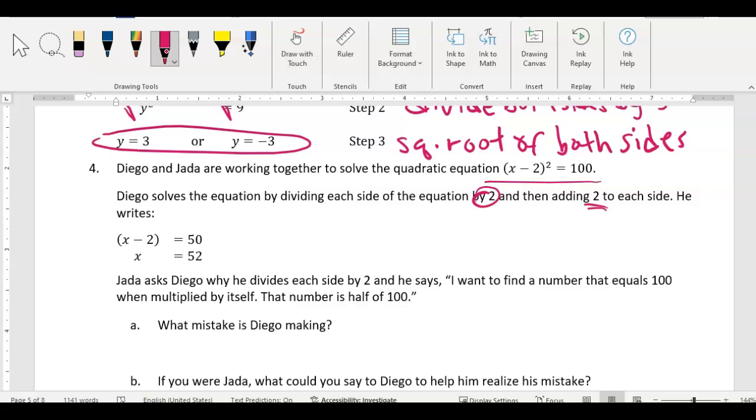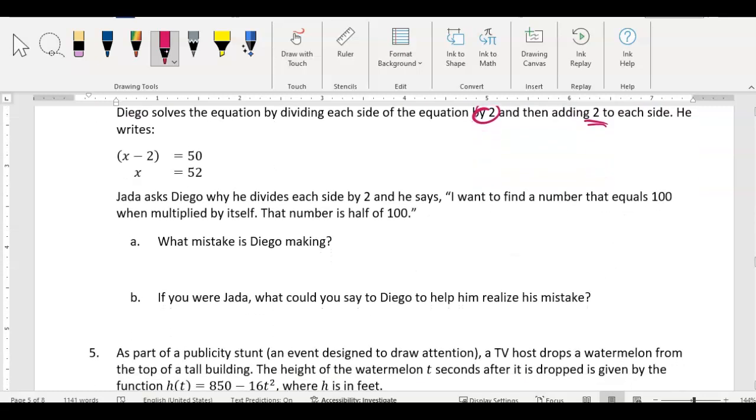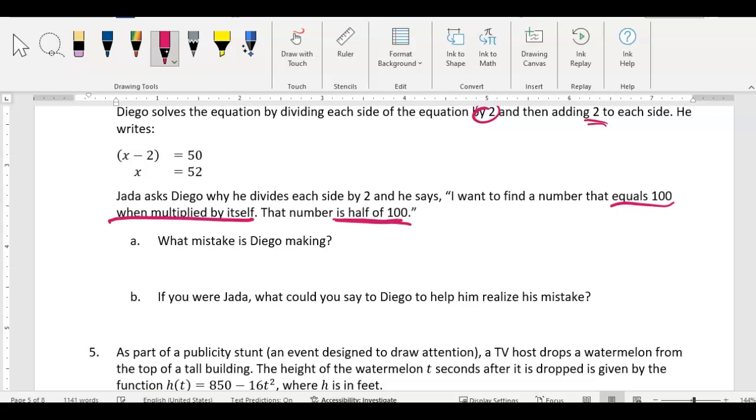Jada asks Diego why he divides each side by 2, and he says, I want to find a number that equals 100 when multiplied by itself. That number is half of 100. What mistake is Diego making? So make sure you are listening here, because I'm just going to say it. I'm not going to write it.